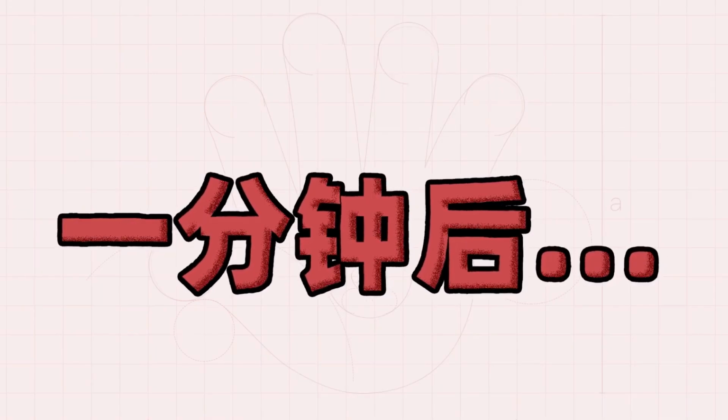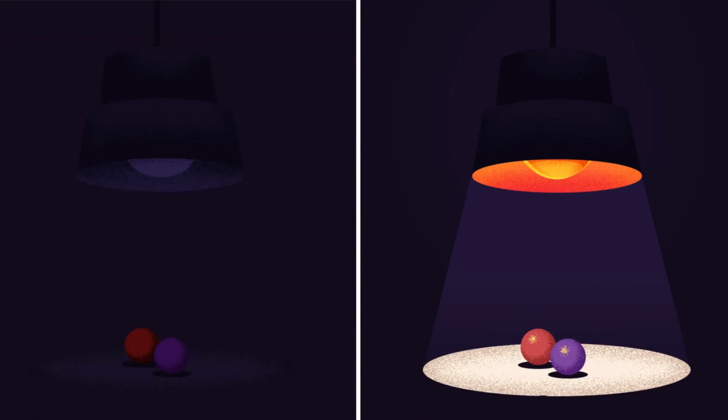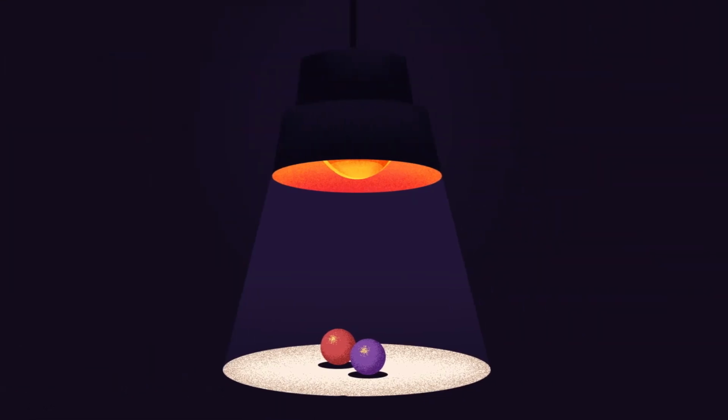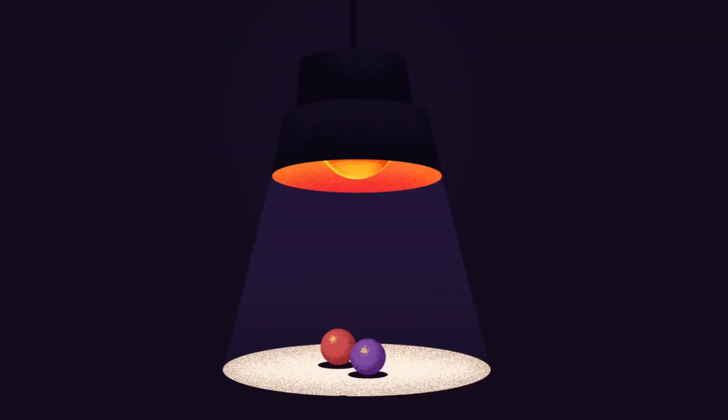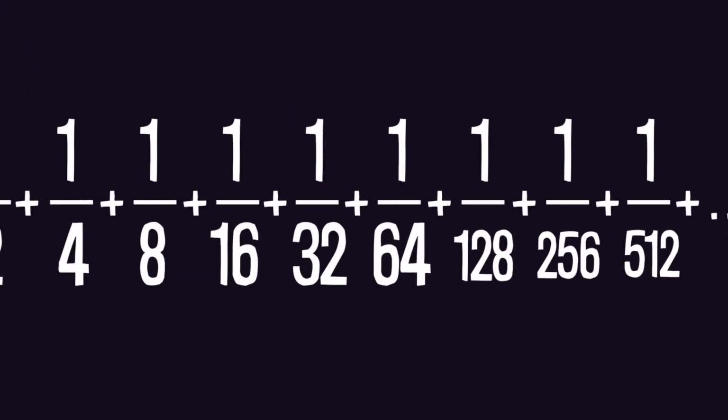So, after 1 minute, is the lamp on or off? By definition, infinity means there's no last switch. When the lamp is on, the next step turns it off, and when it's off, the next step will turn it on. So, what is the answer? No one knows. Because the final state of an infinite sequence is unknown, let's use an analogy.